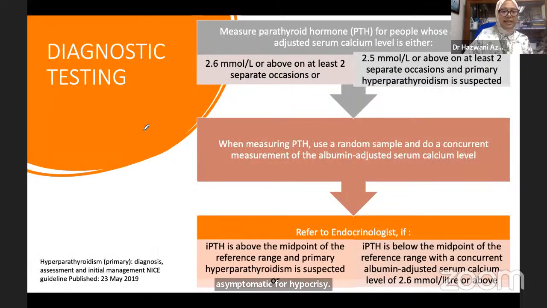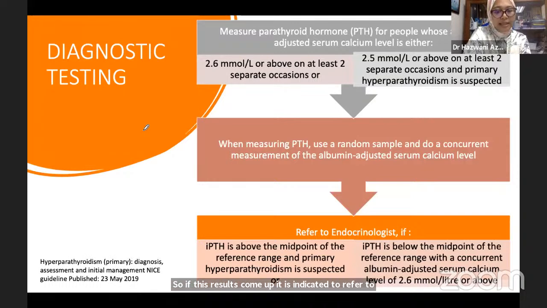So these are the diagnostic tests that are proposed by NICE, published in 2019. They started from primary care. What did they suggest? In patients with a corrected serum calcium of 2.6 or above on at least two separate occasions, or a serum corrected calcium of 2.5 millimoles or above on at least two separate occasions, and primary hyperparathyroidism is suspected, they suggested proceeding with PTH measurement. The PTH must be measured together with the albumin-adjusted serum calcium level to be interpreted correctly. If these results come up, it is indicated to refer to the endocrinologist.